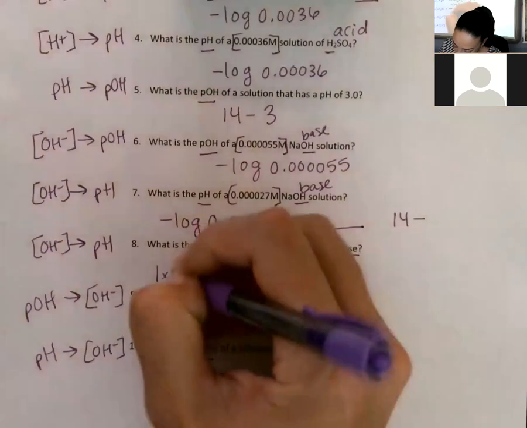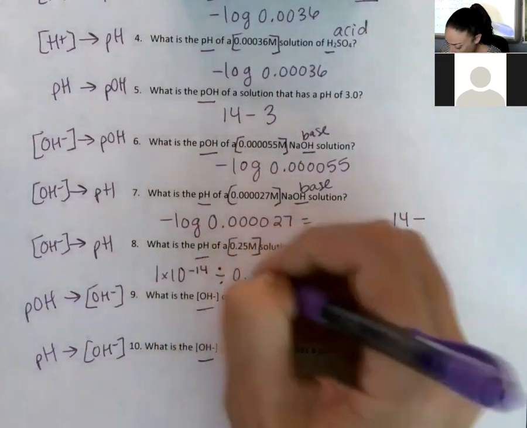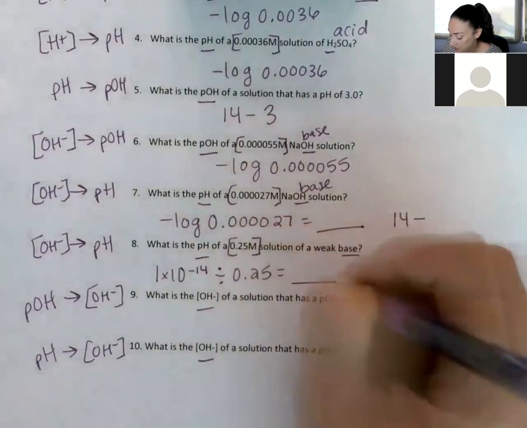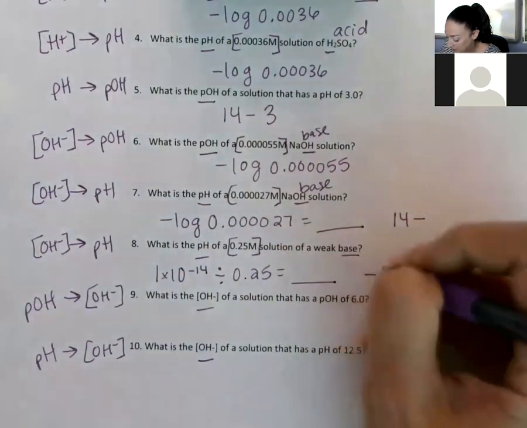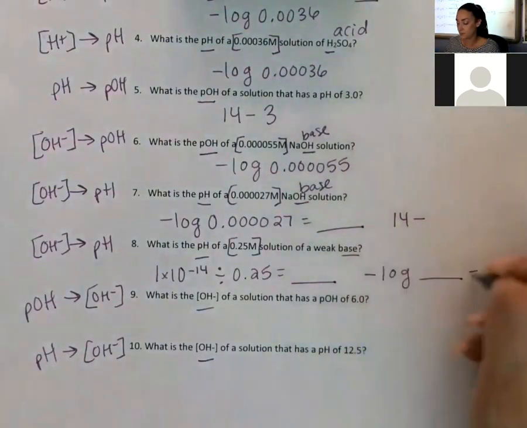So it's 1 times 10 to the negative 14th divided by the concentration. And then whatever we get here, we're going to take the negative log of that same answer. Okay.